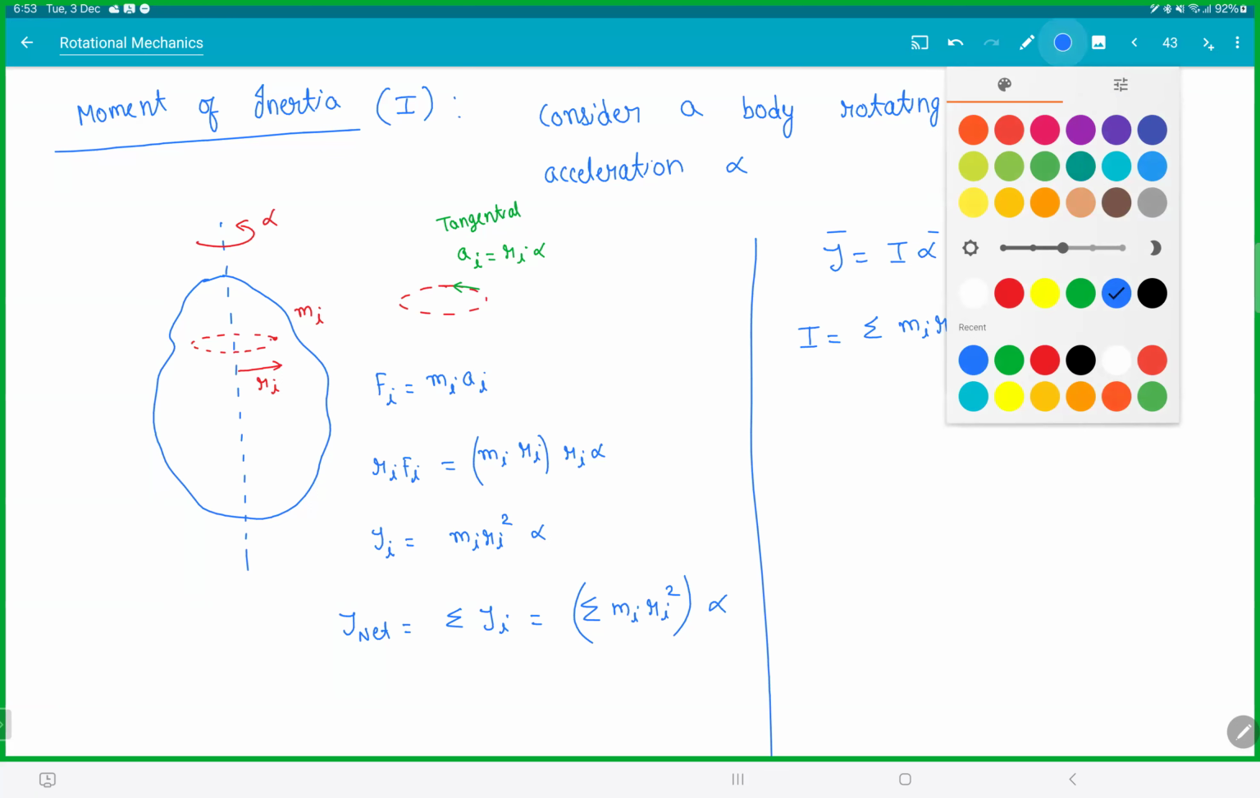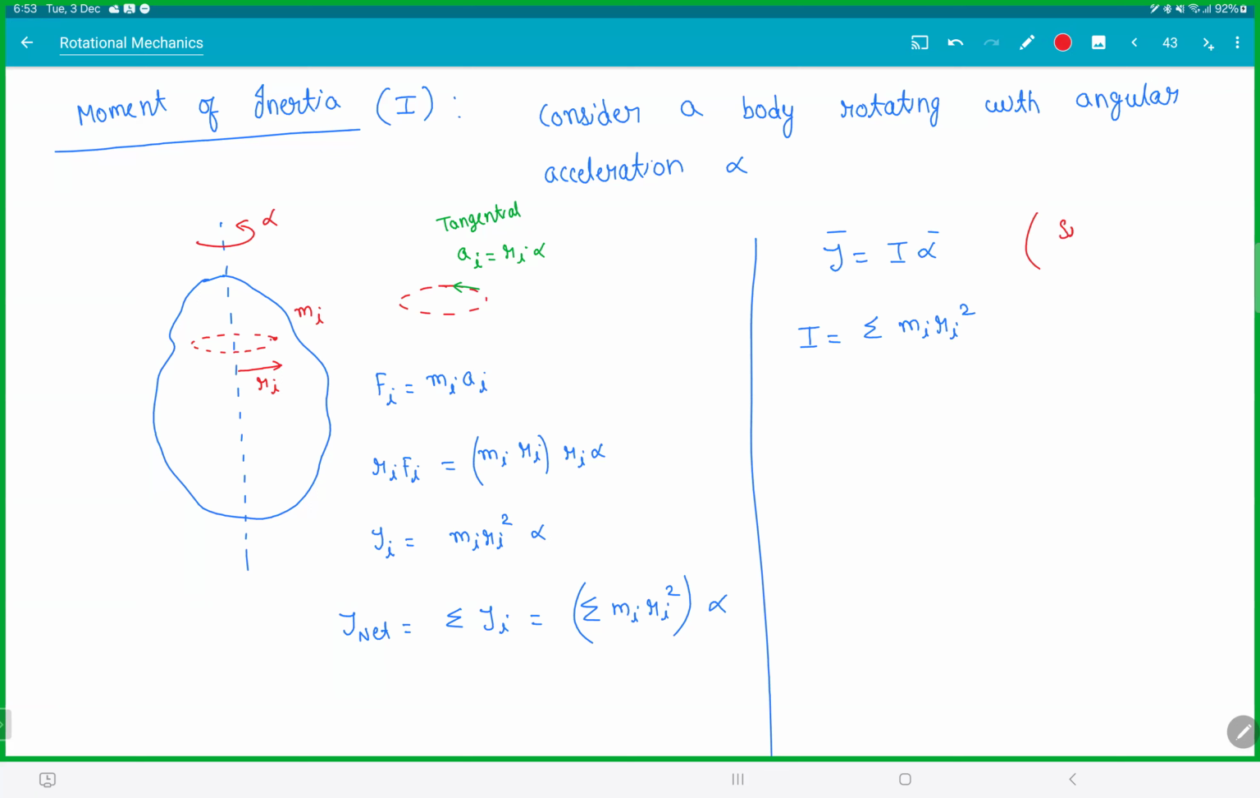Now if you look, this resembles F is equal to Ma. So for translation, when you said F is equal to Ma, force is mass into acceleration. In place of force we have torque, in place of a you have alpha, and in place of M you have I. So moment of inertia plays the same role that mass plays in translation. Higher the mass, more difficult to translate the body. Higher the moment of inertia, more difficult to rotate the body.